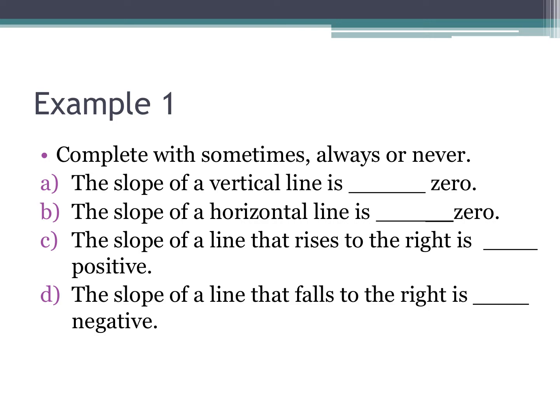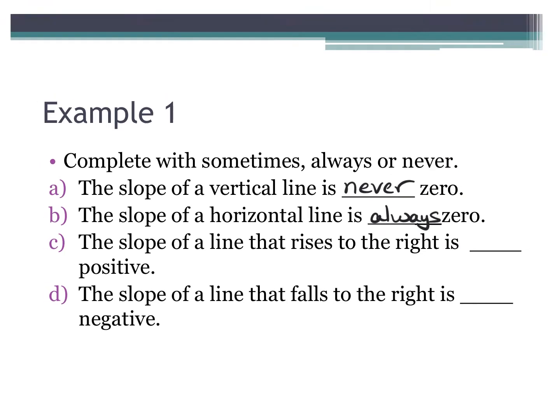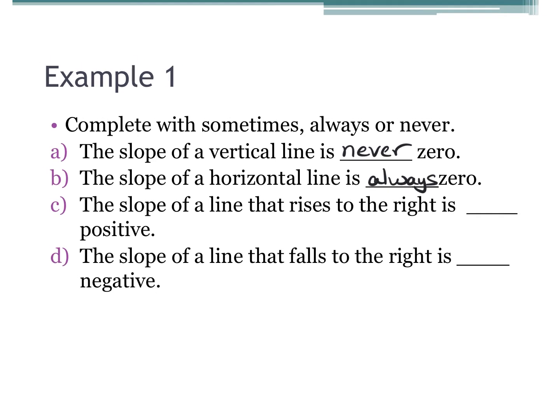So we have some sometimes, always, or nevers. The first one: the slope of a vertical line is sometimes, always, or never 0. And this would be never, because remember the slope of a vertical line is undefined. The slope of a horizontal line is sometimes, always, or never 0. Always. The slope of a line that rises to the right is positive. Always. And then the last one, the slope of a line that falls to the right is always negative.